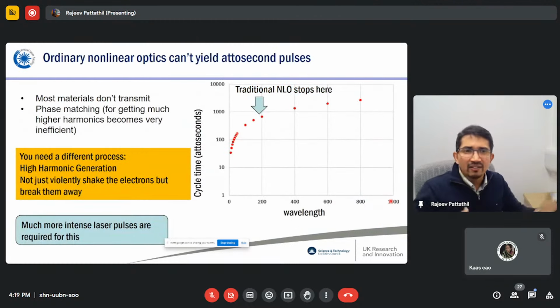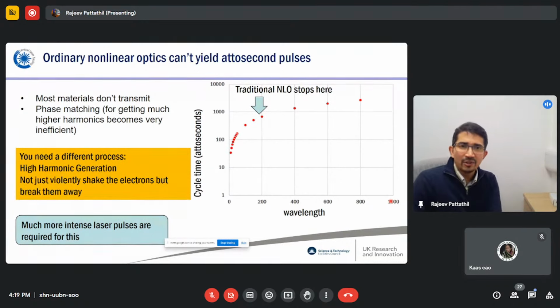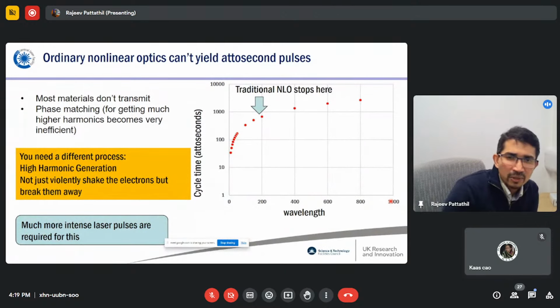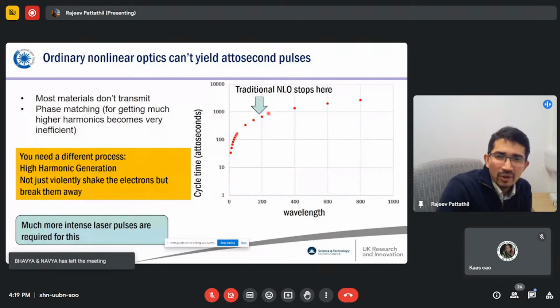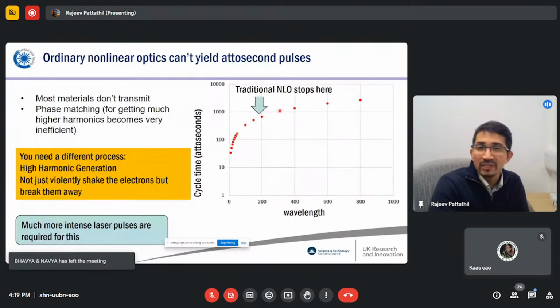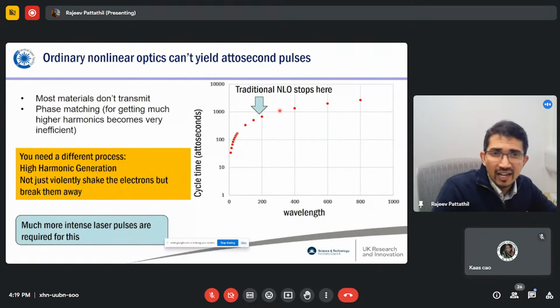But even this kind of conventional nonlinear optics is actually not sufficient to get to attoseconds. Typically with nonlinear optics, you can get to something like 200 nanometers, maybe 150 nanometers. Below that is actually quite difficult, partly because most materials don't really support it. Matching the phase becomes very difficult. So you kind of need a different process to really get into the attosecond regime.